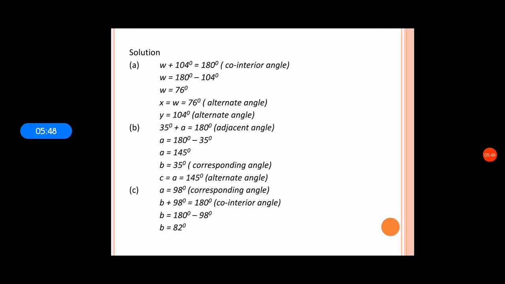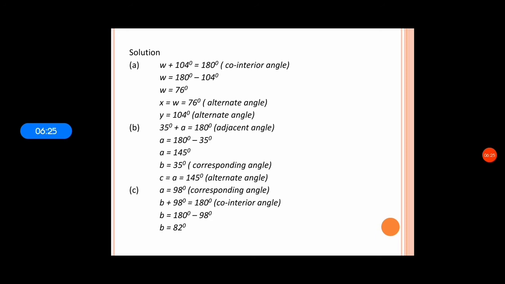So for B, we have 35 plus A equals 180 degrees. That's adjacent angle. Remember we talked about adjacent angles, they are supplementary. So our A equals 180 minus 35. A equals 145 degrees. Then B equals 35, a corresponding angle. You can see it corresponds with the upper 35 degrees, giving us an F angle, and C equals A equals 145 degrees. Why? Because they are alternate angles. They form a Z angle.